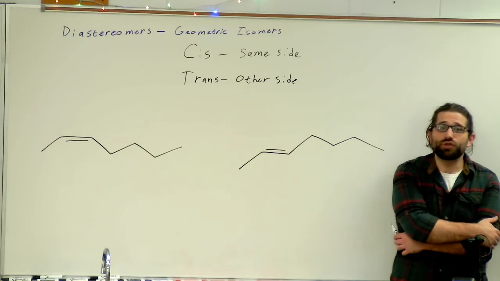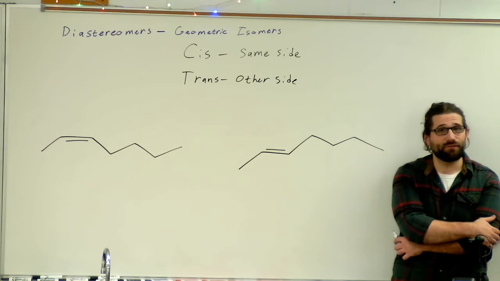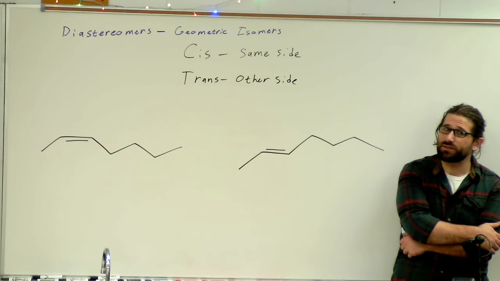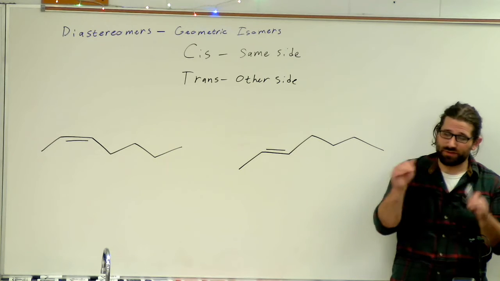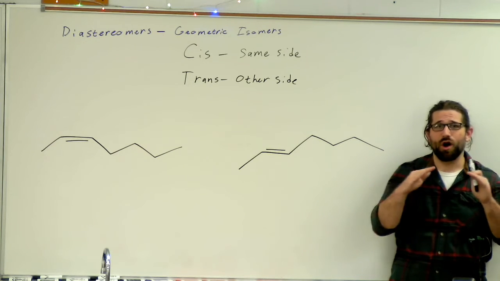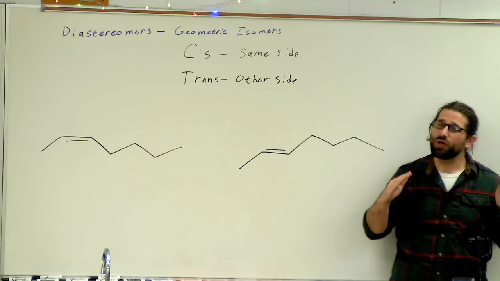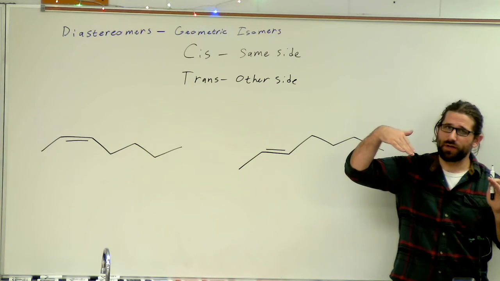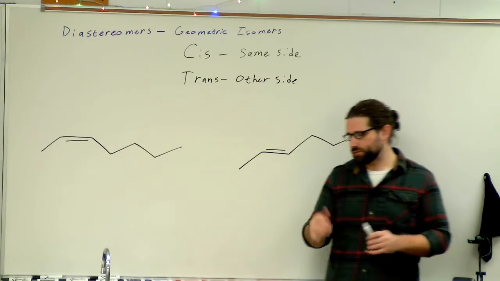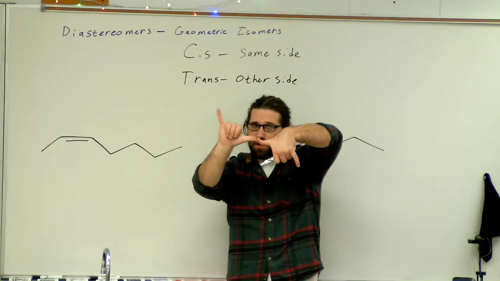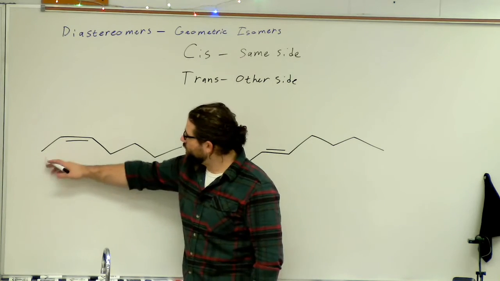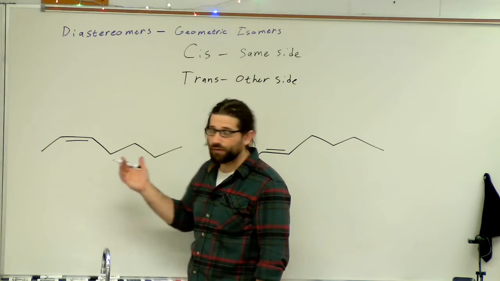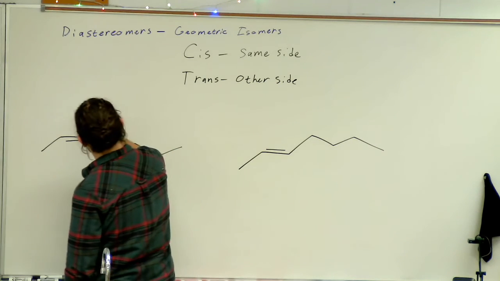So here I've got two more molecules. We should be able to identify which one is cis and which one is trans, just using that terminology. Cis is when the two substituents are coming off of the double bond on the same side. Trans is when they're coming off on the other side. So it's the difference between coming off this way, coming off this way. I've got these two coming off on the same side. Therefore, this must be cis.